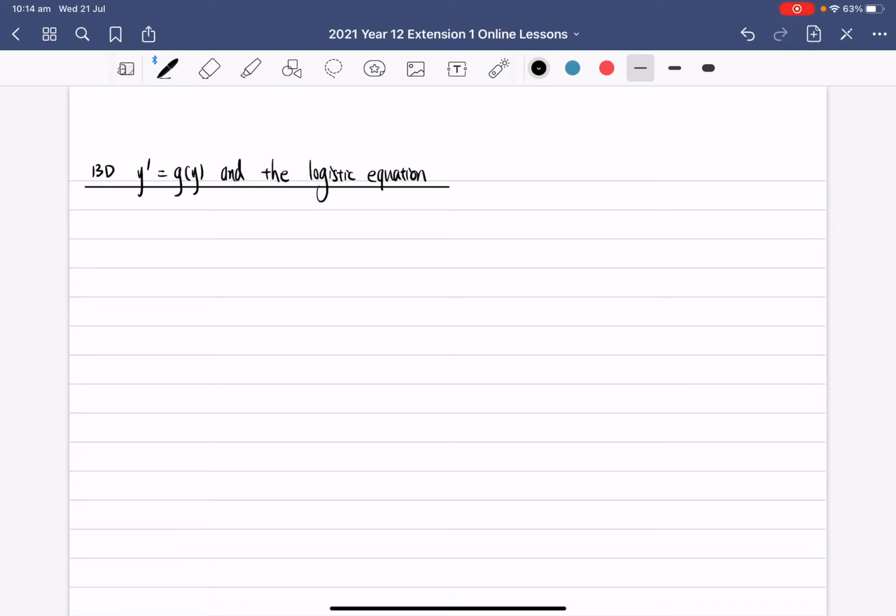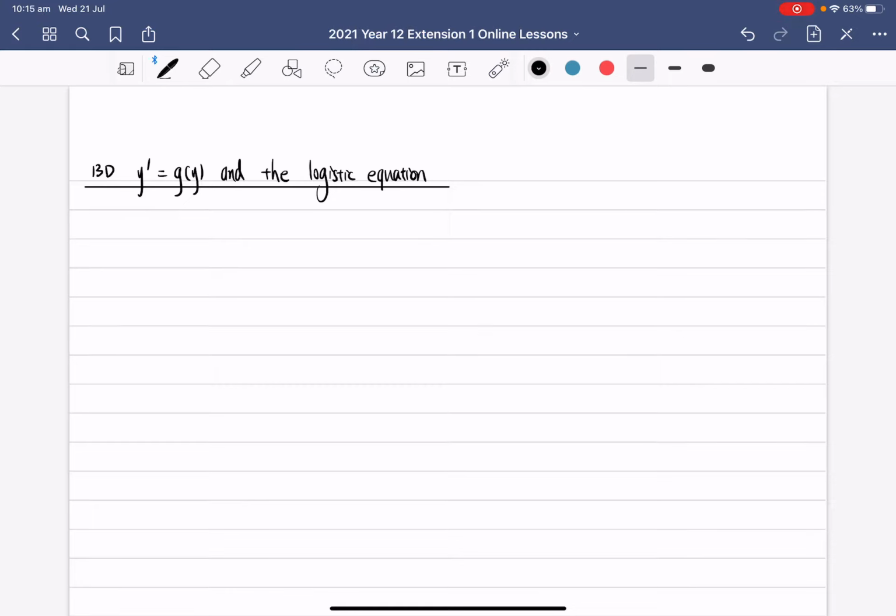Okay, so we're going now to do exercise 13D, y dash is equal to g of y function, and it's called a logistic equation. It's another differential equation that we need to solve, very similar to the one we did before. So I'm just going to start with the actual process of solving it, and I'm going to try a few questions from the exercise book. That should be enough to cover this exercise.